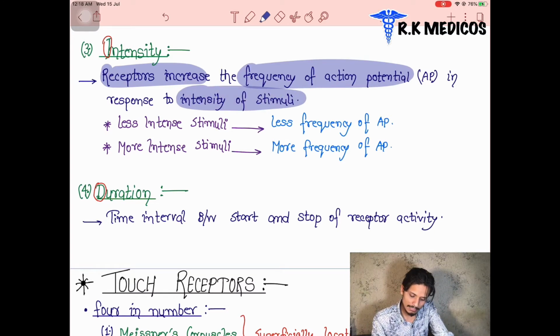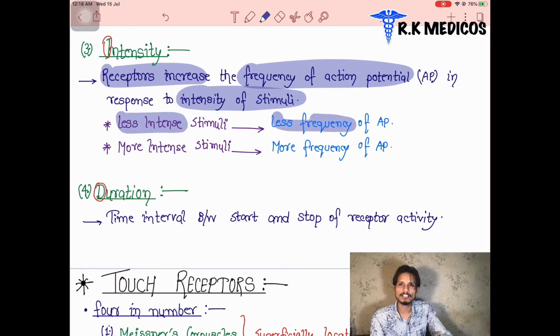The less intense stimulus shows a lower frequency of action potential. Suppose the stimulus we give to the receptor is very low, meaning the receptor is present on the skin. Suppose that for the touch receptor, we give a very smooth touch, this stimulus is very weak, so it will transfer the information, or the action potential, with very low frequency.